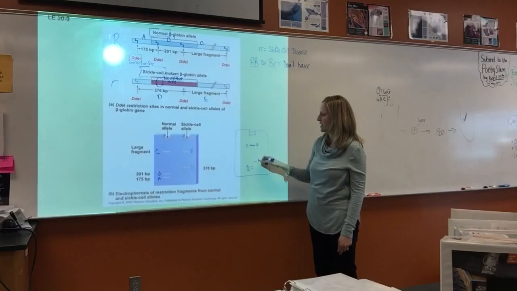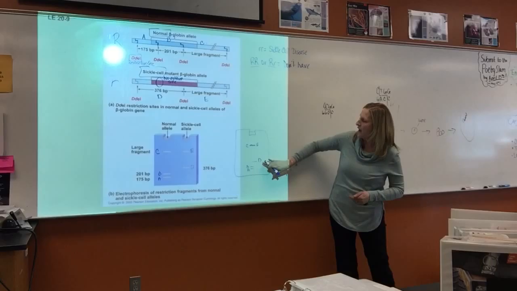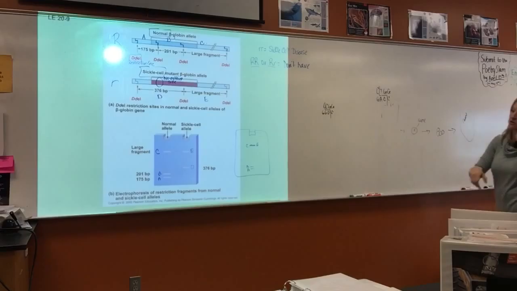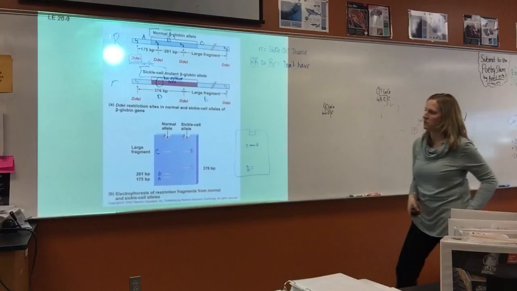And if I ran my DNA and I didn't have this band, that would mean I'm big R, big R, so I didn't have a little R. That's one way that you can tell. So you're looking for basically this band, and if you have it, then you're a carrier. If you don't, you're not. All right, so that's another application.